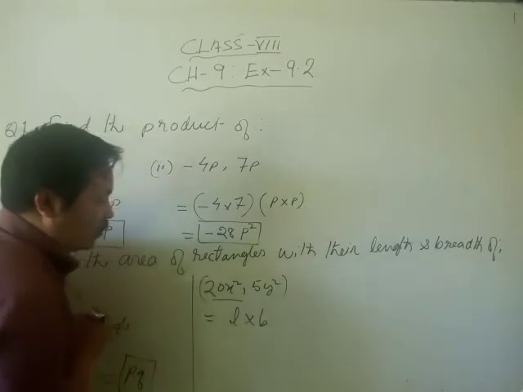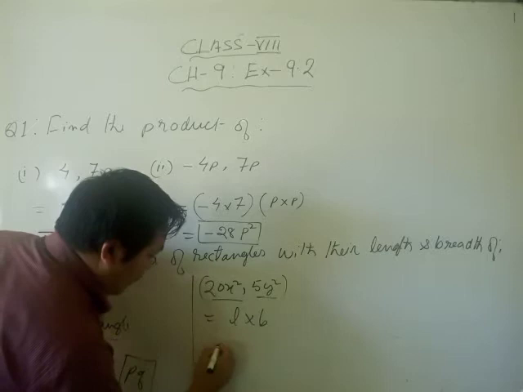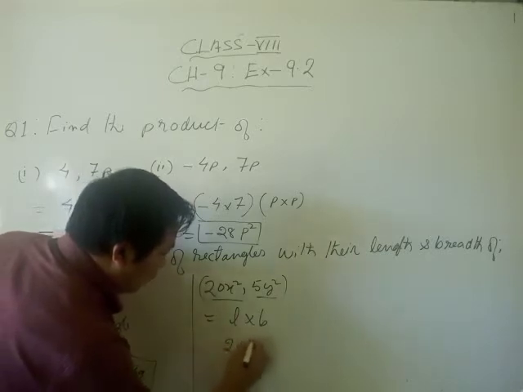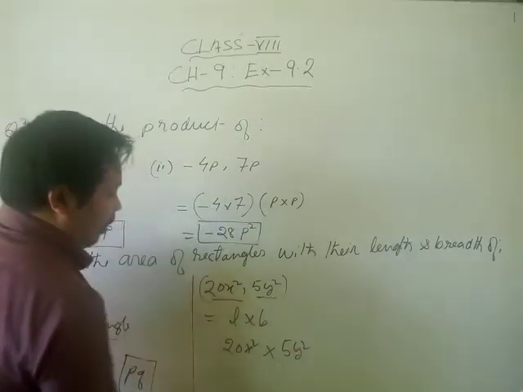Length is 20x square and the bracket is 5y square, isn't it? So what you have to do is just multiply this 20x square into 5y square. That means 20 and the 5. How much do we get here?